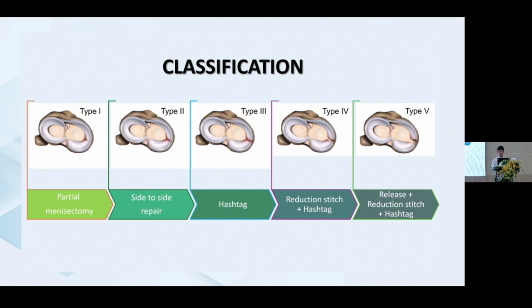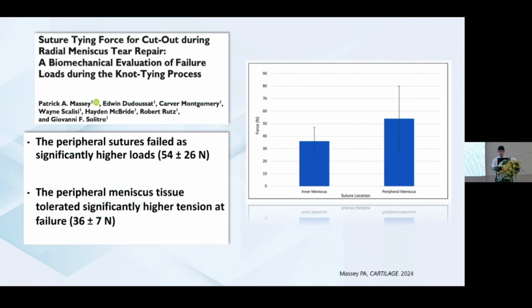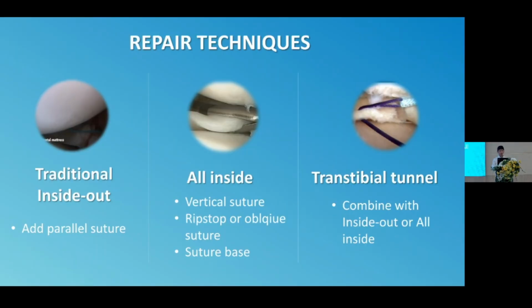So, in conclusion, the technique you use has a favorable outcome depending on location and tear type. For the traditional inside-out, you should add the parallel suture like rip-stop or rebar. For all-inside, you should add the vertical suture, rip-stop, oblique suture, and use suture-based rather than anchor-based. The transtibial suture combined with inside-out and all-inside would give better biomechanics.